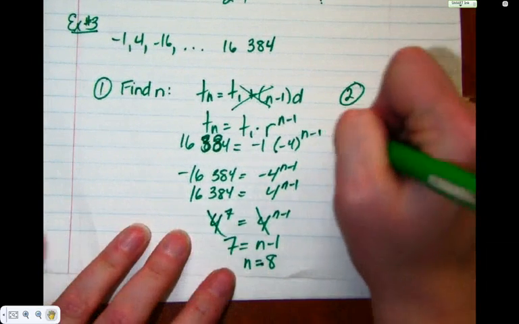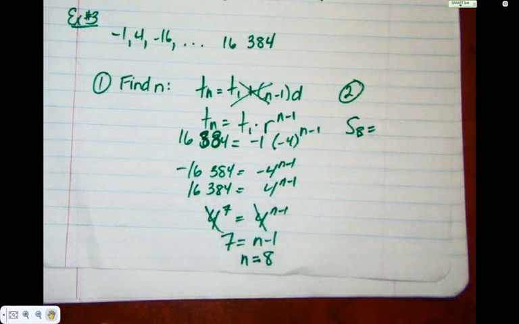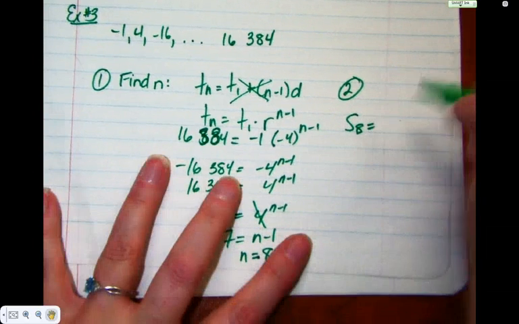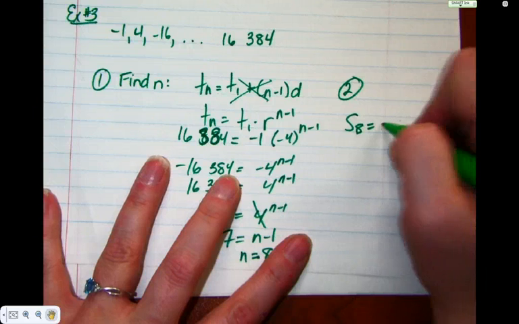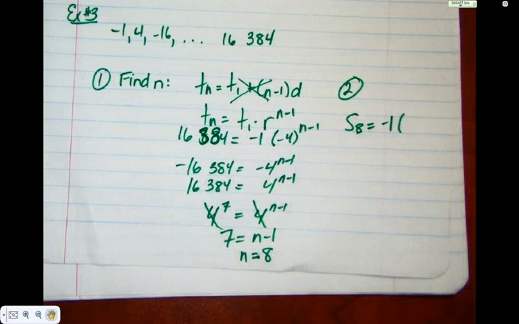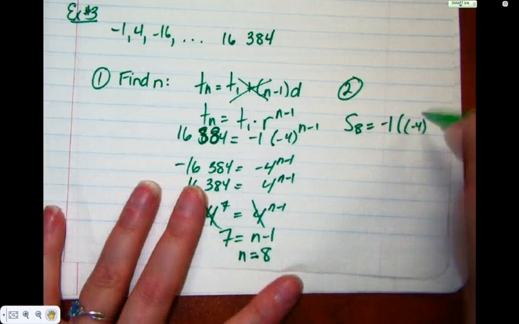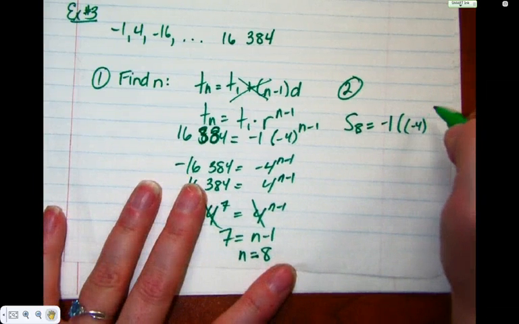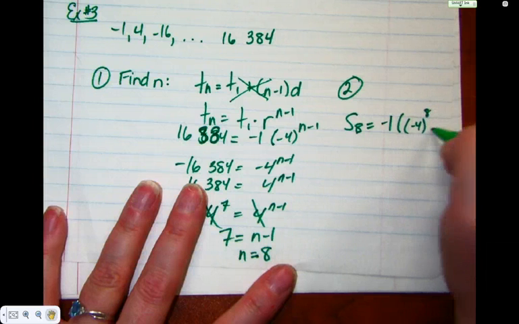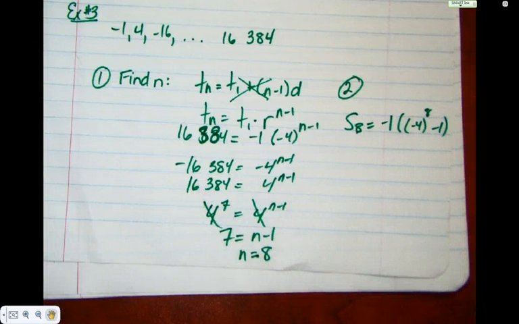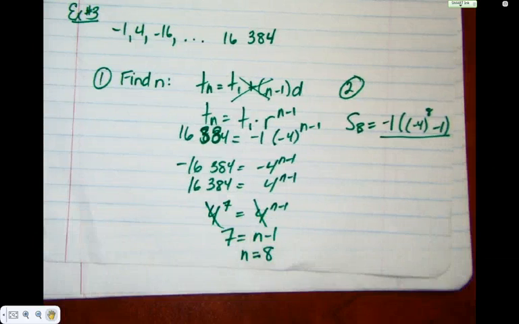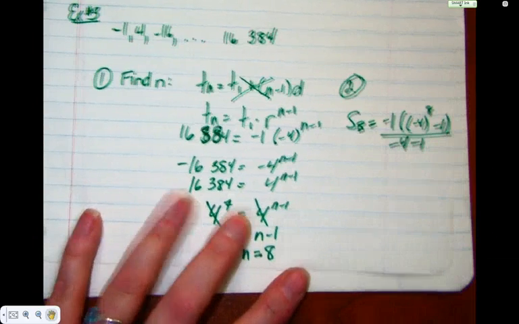The sum of the first 8 terms. Do we have T1? Do we have r? Do we have n? Ooh, be careful here. 8, because that minus 1 isn't part of the exponent. Remember, it's down in the main equation. And then on the bottom, we have minus 4, minus 1.